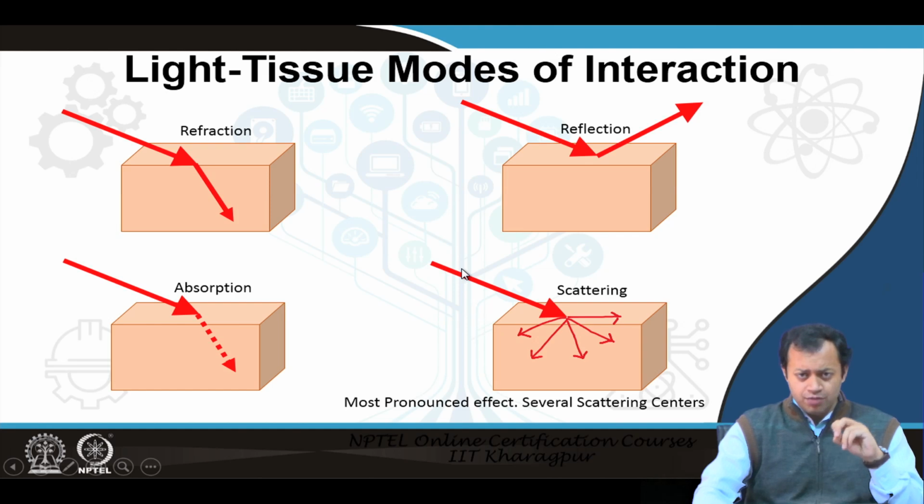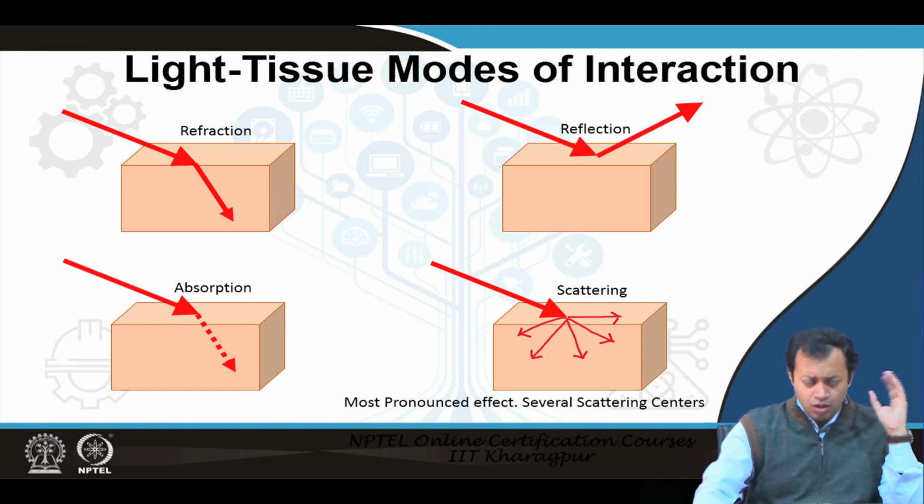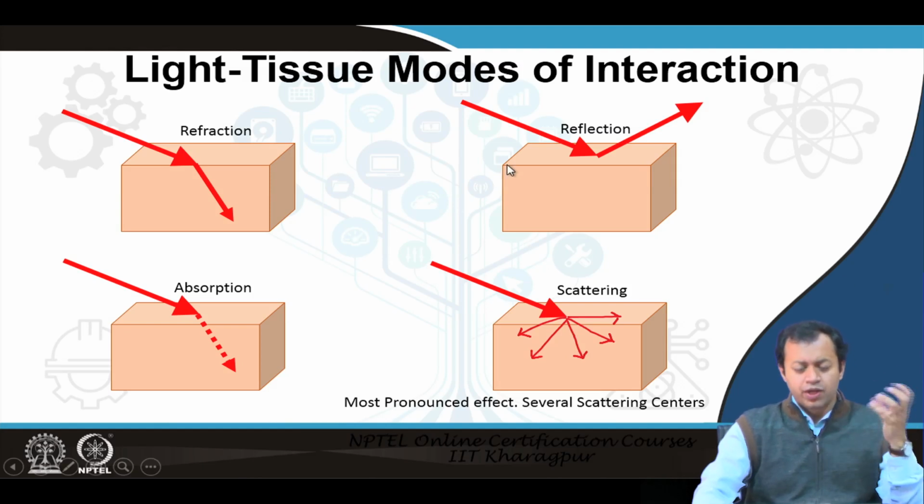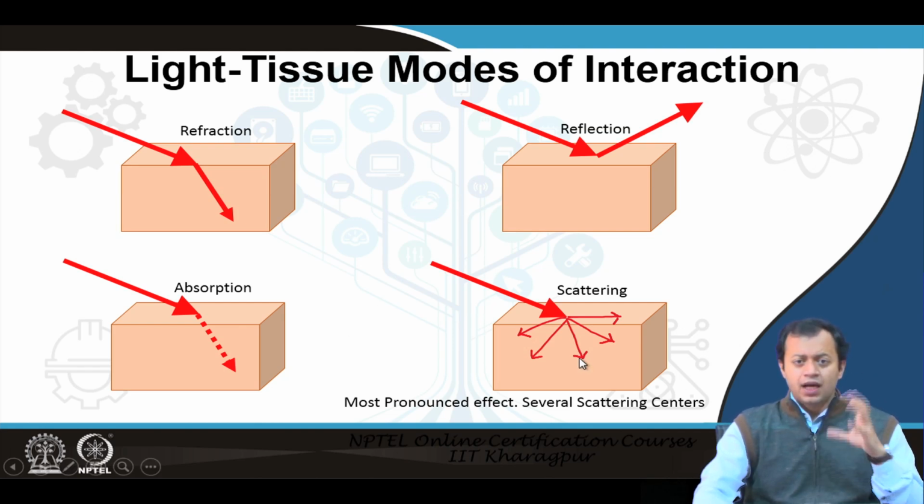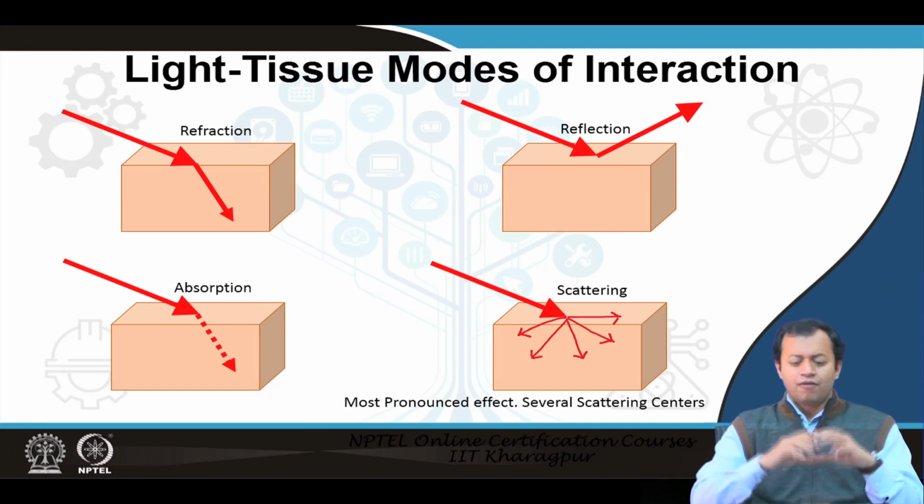The difference with respect to other matters, metals or semiconductors or glasses, with respect to soft matter or soft tissue in this particular example, is that the most prominent effect here is scattering. More than refraction, reflection or absorption, although you will see that these do play a significant part, the most important effect of light versus tissue interaction is the scattering.